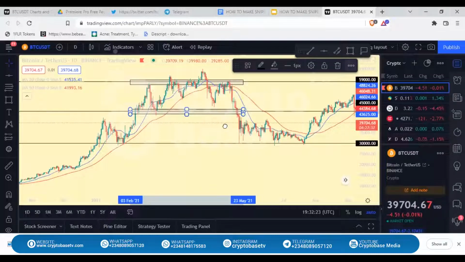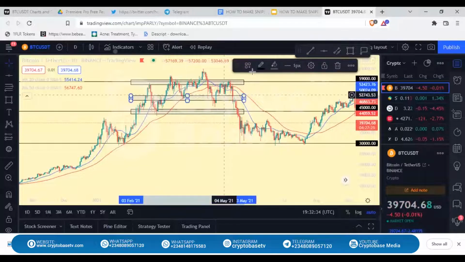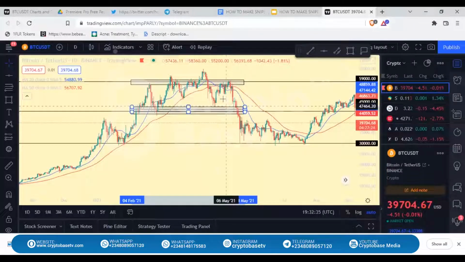Yes. Okay, guys. So these are our key levels in our support and resistance. This is our key level. This is our key level.